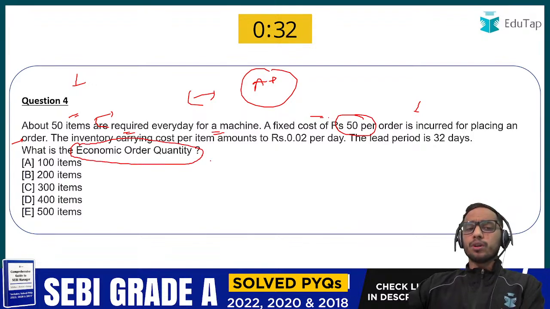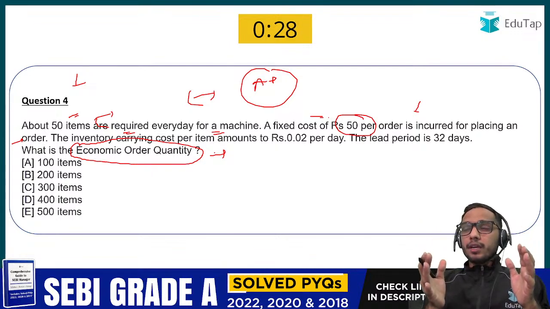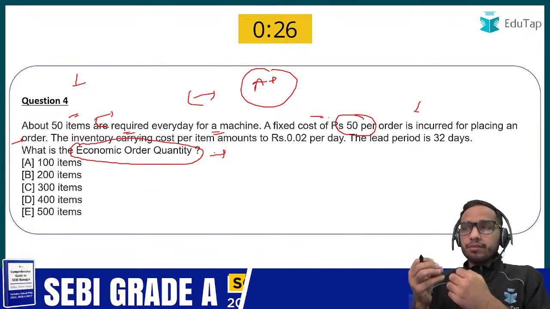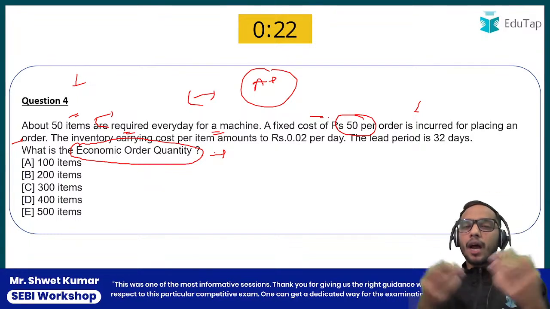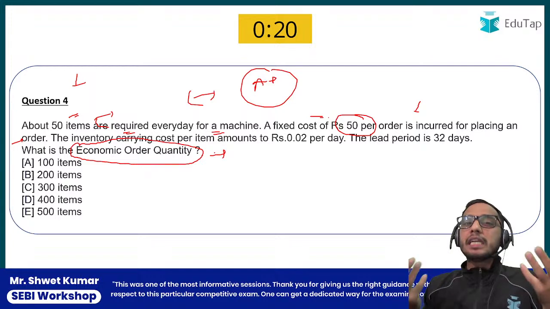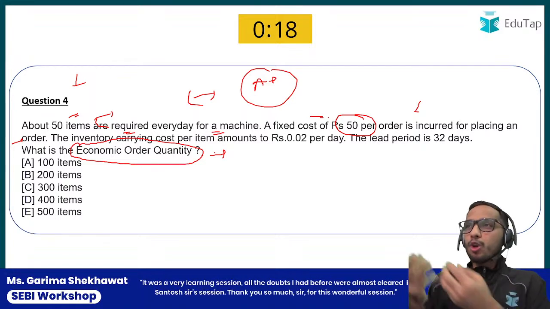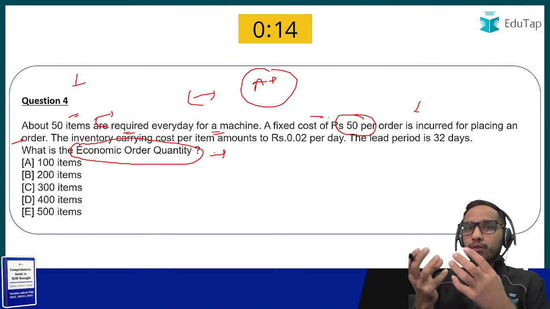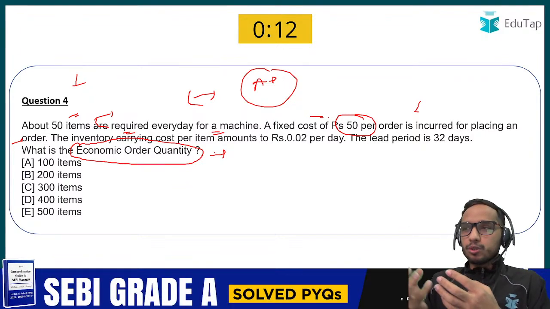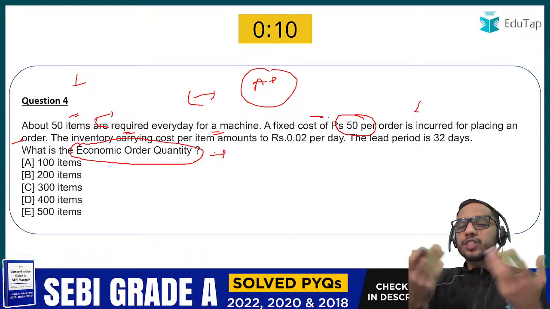What is economic order quantity? Economic order quantity is that quantity that you are going to order from your supplier, so that your cost would be minimum. And what does this cost include? It is going to include your ordering cost, because you are going to order a certain number of inventories from the supplier. So while doing a single order, how much cost are you incurring?